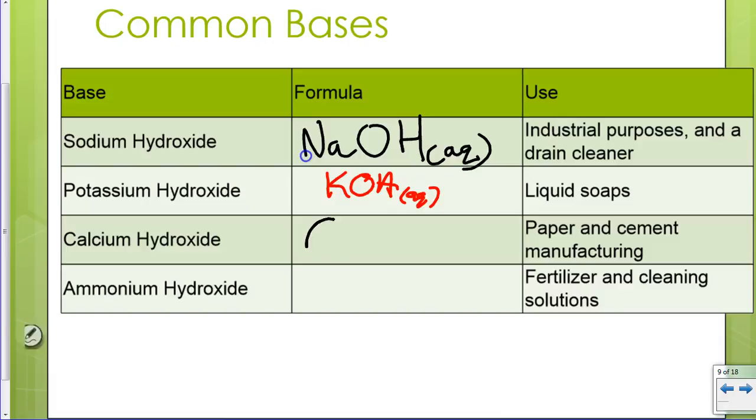All right, calcium hydroxide. You're going to have your calcium. And, ladies and gentlemen, this is where we need to start being careful with our ionic. Remember, this was a 2 positive, and OH is a negative. In order to turn this into a compound, we have to be able to erase. We actually get Ca(OH)2, and we still have the AQ.